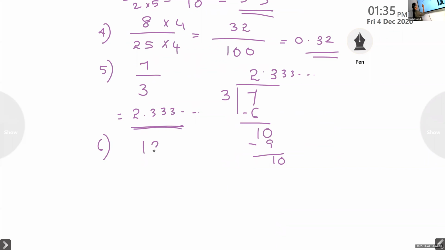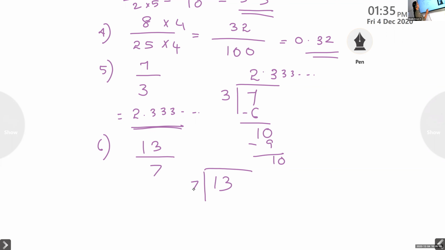So one more question, 13 by 7. How will you do? Cannot do because 7 is a prime number. 7 in the 10's multiplication table is not there. 100 table also, 7 is not there. 1000 table also, 7 is not there. So you directly divide 13 by 7. All the questions, if you divide, you will get the answer.